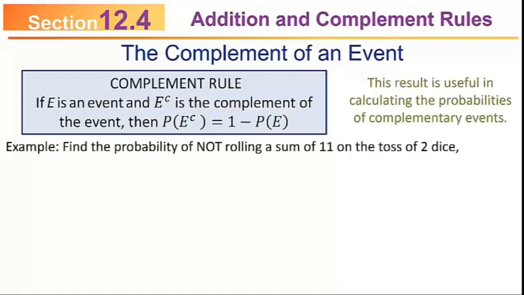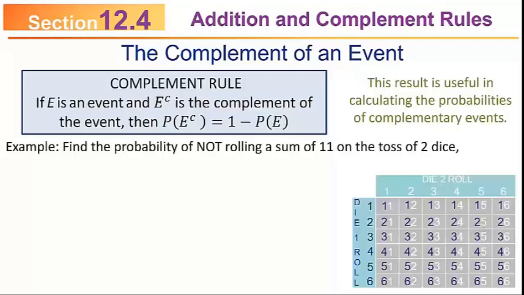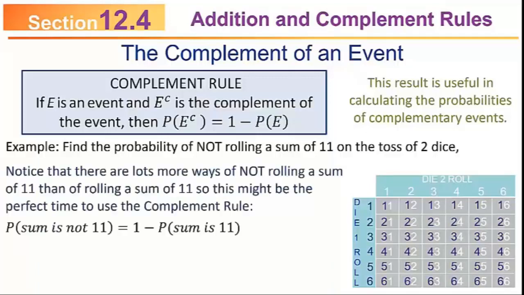For example, if I ask you to find the probability of not rolling a sum of 11 when you're rolling 2 dice, again, you'd build your table. The probability of not rolling an 11 is the same thing as 1 minus the probability of rolling an 11. The probability of the complement of something is 1 minus the probability of that something.